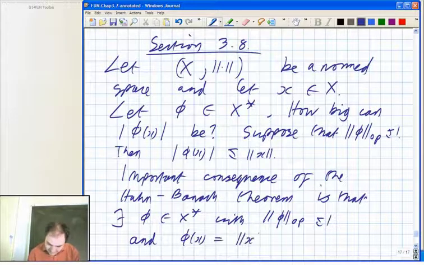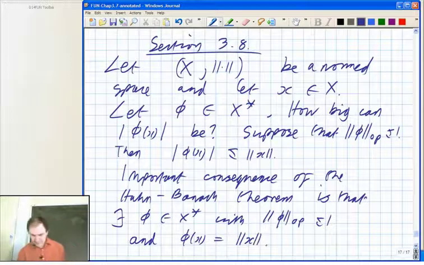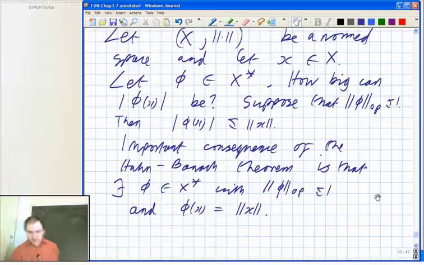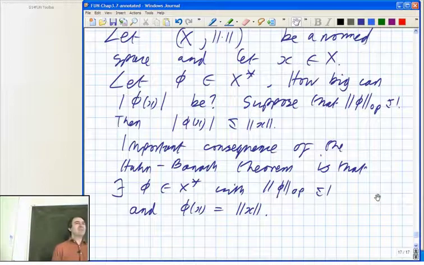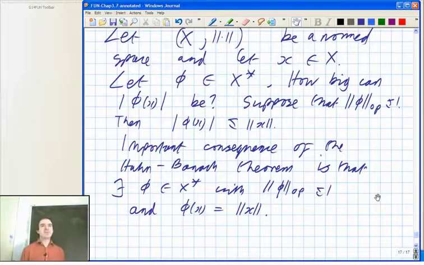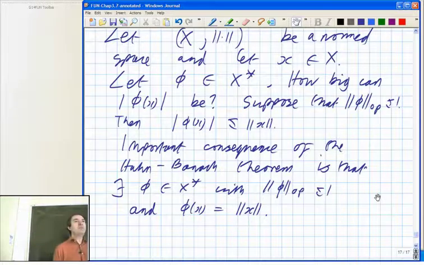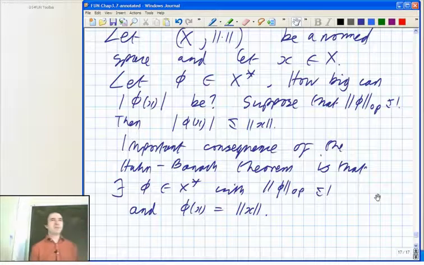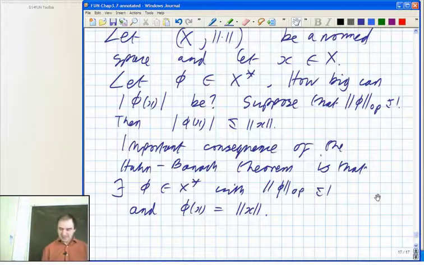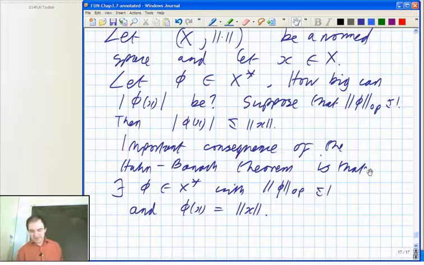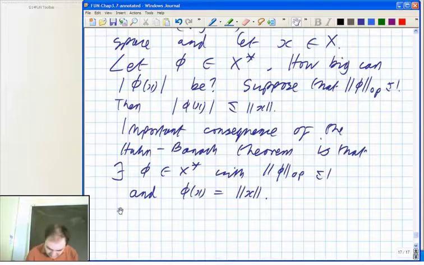Sorry, why have I said operator norm less than or equal to 1? This is a bit silly. Normally you would say operator norm equal to 1, but there is a slight problem. X could be the zero normed space, and then X star is also the zero normed space, and all the phis have operator norm 0. That's rather boring.